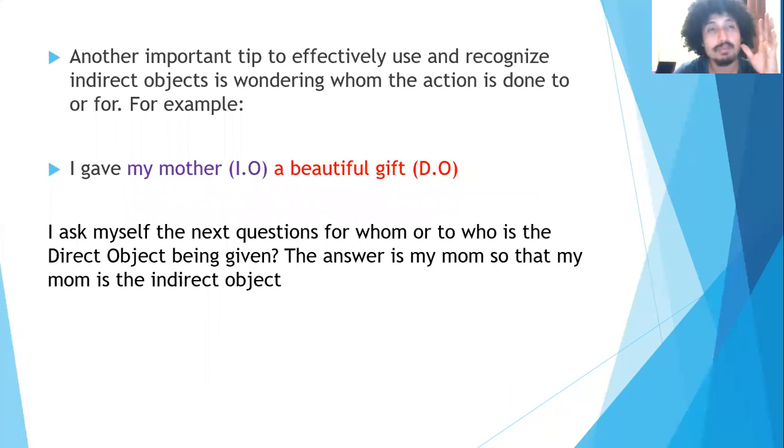Another important tip to effectively recognize indirect objects is wondering whom the action is done to or for. For example, I gave my mother a beautiful gift. I ask myself the next question: for whom or to whom is the direct object being given? The answer is my mother or my mom. So that answer is also the indirect object in this case.